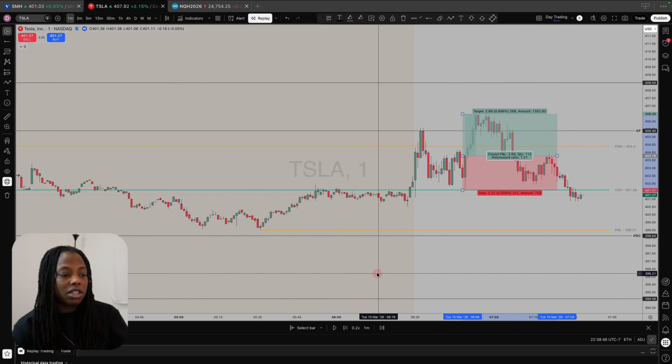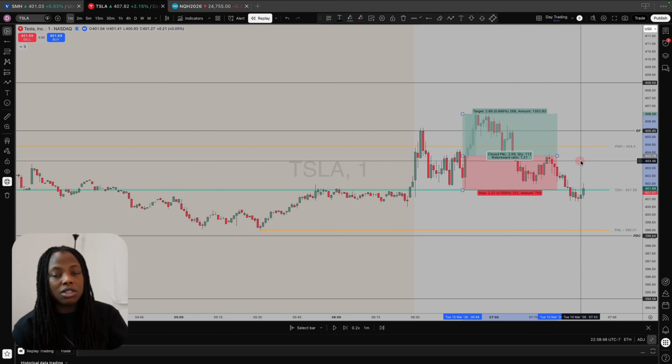So you can see that on setups like this, you need to just use your judgment. If you have a small account and you're trading Tesla, reduce your size or skip the trade. Nothing's going to happen to you if you skip the trade. There's always tomorrow, is what I have learned.